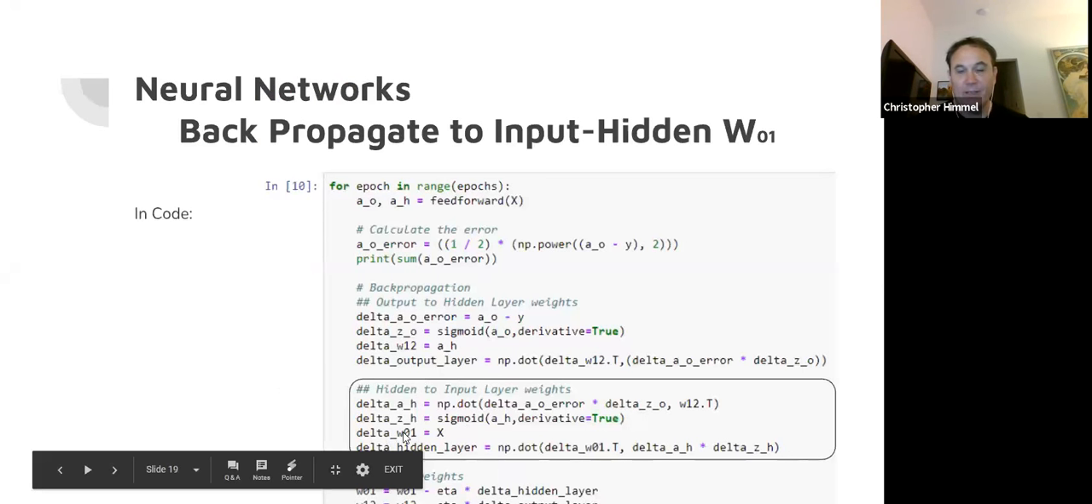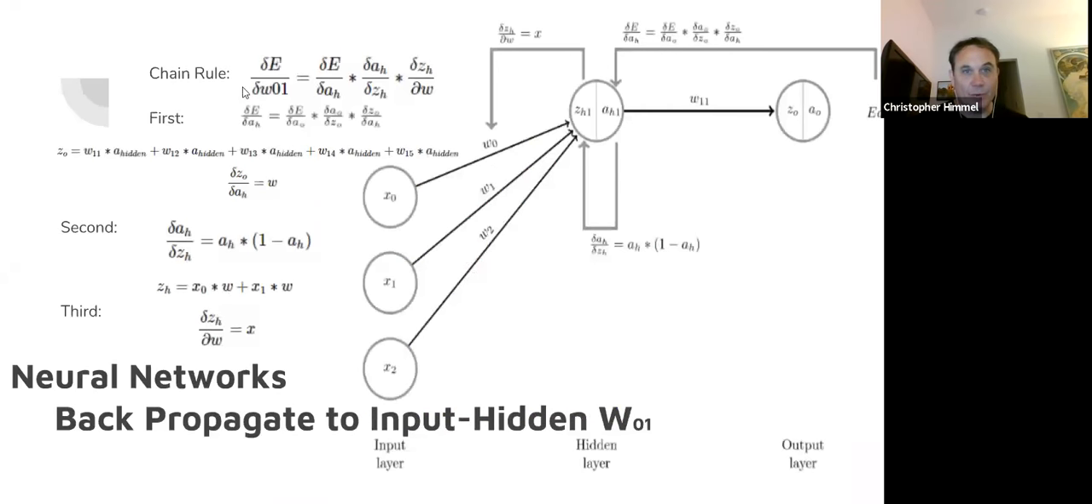W01, that's our first set of weights. Then we have to multiply those 3 together. There's a fancy way of multiplying them. You have to do a transpose in order for the columns to line up with the rows. And then we have this delta hidden layer, which is what we wanted to find.